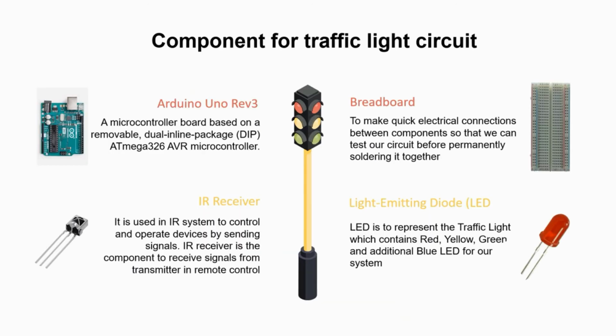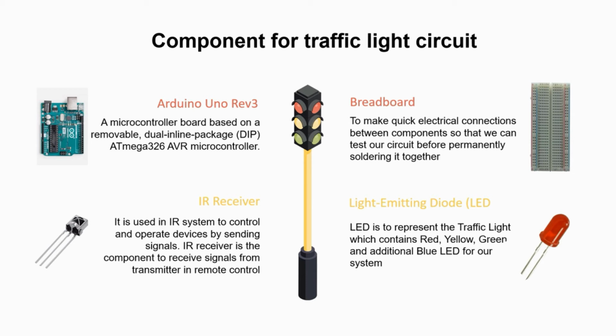So after we have presented to you the materials for the external design for the traffic light, we are now going to present to you the components for the traffic light circuit. First things first is the Arduino Uno Rev 3. It is a microcontroller board based on a removable dual inline package DIP ATmega328 AVR microcontroller.